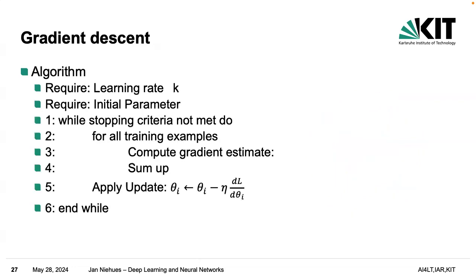So we have done our basic gradient descent algorithm. What we need is some learning rate, not k, which is eta down there. We need initial parameters. And then while we haven't reached the stopping criteria, we go over all our examples, we calculate the gradient, we sum them up, we apply the update rule, and then we go on and on and on. So this is the very basic way of training your type of neural network.